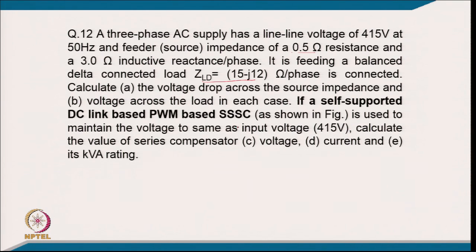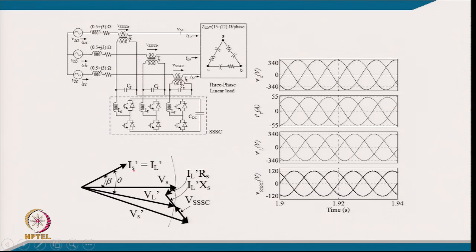If a self supported DC link PWM VSC, that is SSC, is used to maintain the voltage across the load the same as the input voltage, calculate the voltage rating of the compensator, current rating of the compensator, and kVA rating of the compensator.